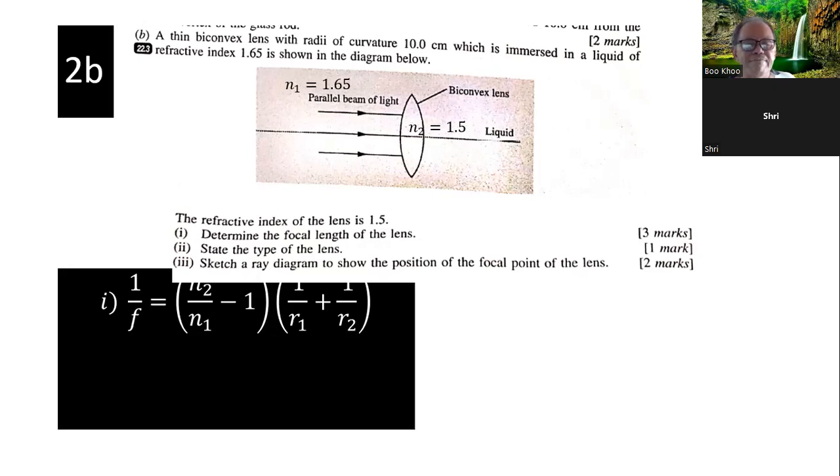N2 is 1.5. N1 is 1.65. R1 and R2 are the same, each of them 10 cm. So what is the focal length? Okay, Srini, what is the answer? I've given you all the hints already, so you should be able to calculate the focal length.